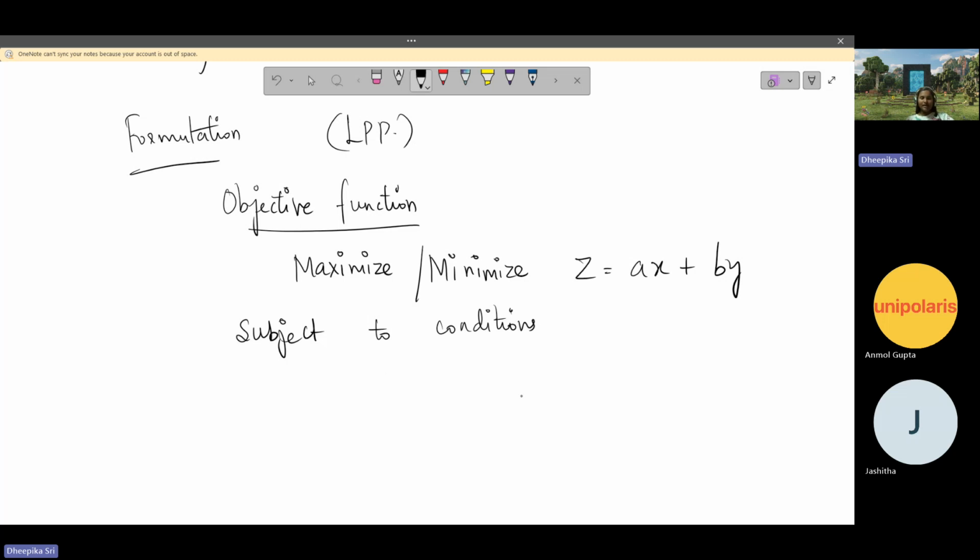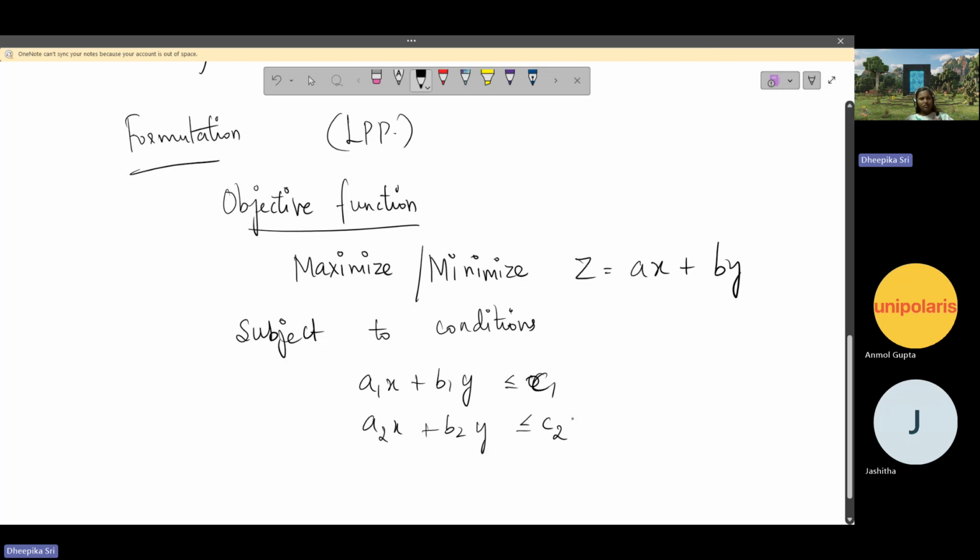So we will have some linear inequalities as constraints here, like a1 x plus b1 y less than or equal to some constant c1, and a2 x plus b2 y less than or equal to c2. So these are your constraints. Sometimes you may have two constraints like this, or sometimes you will be given three linear inequalities. And this x and y will always be greater than or equal to 0. This is called the non-negativity constraint.